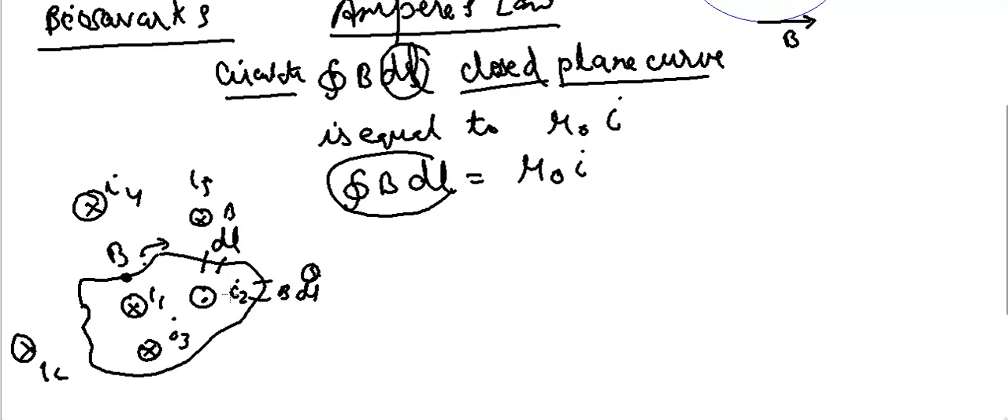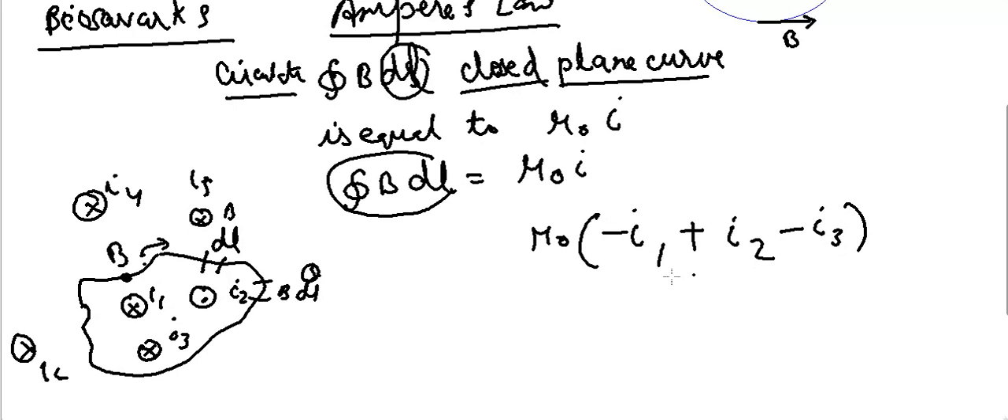So the currents which are flowing inside the closed loop, the right hand side will be mu naught times, so I1 is flowing inside, so I will write it as minus I1. I2 is coming out of the screen, so let me take the convention of the current flowing outside the screen as positive and inside the screen as negative. So here this is negative as per our convention: minus I1 plus I2 minus I3. Now this can be used.